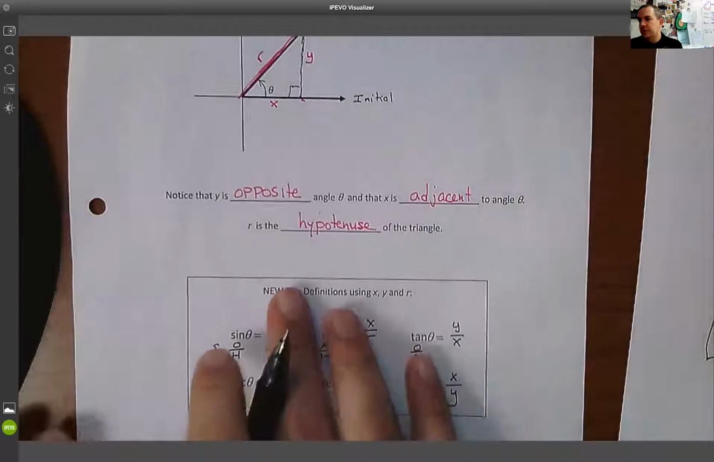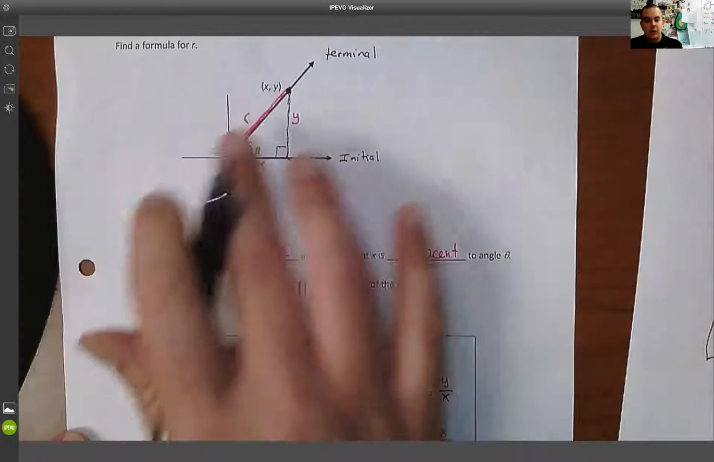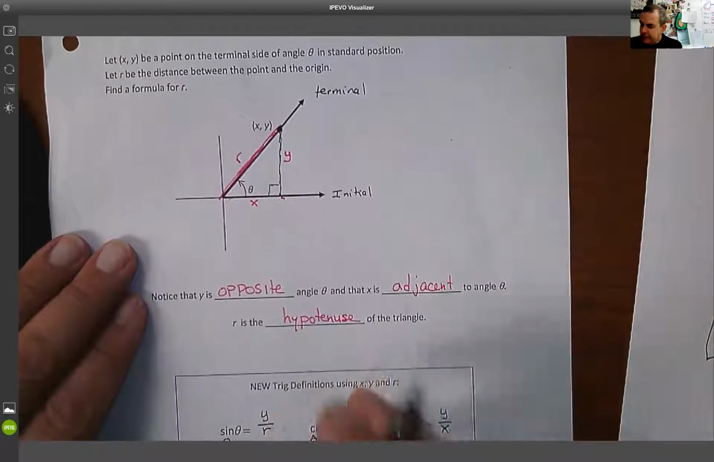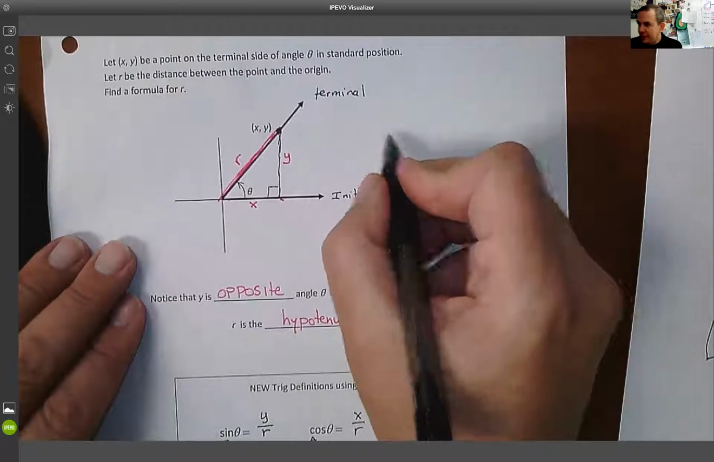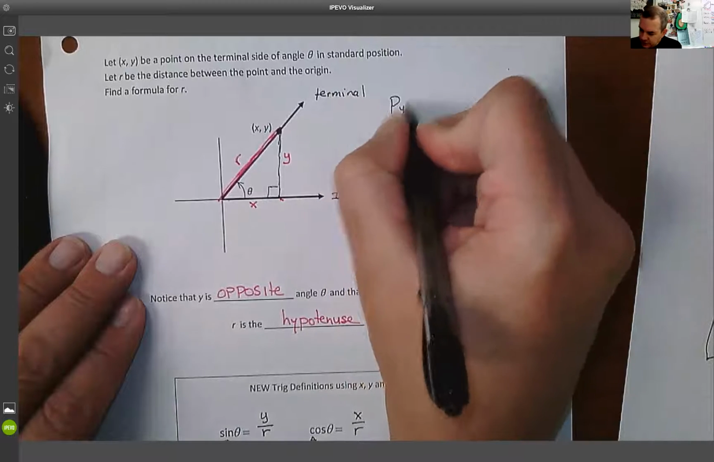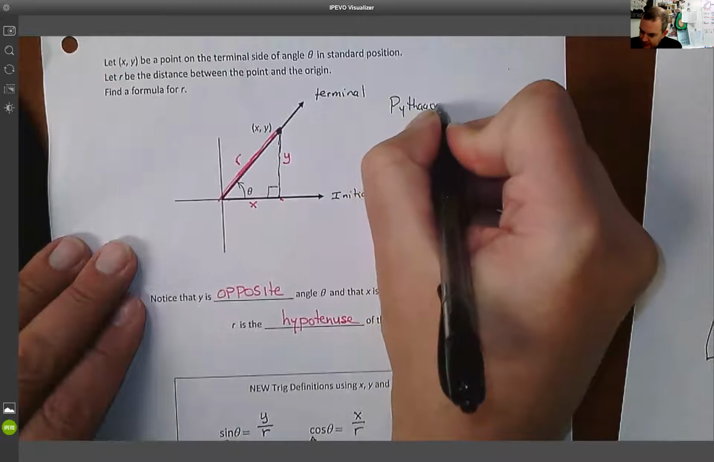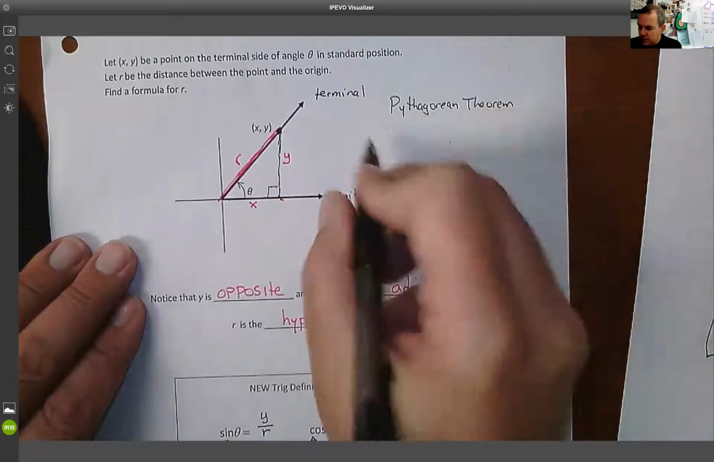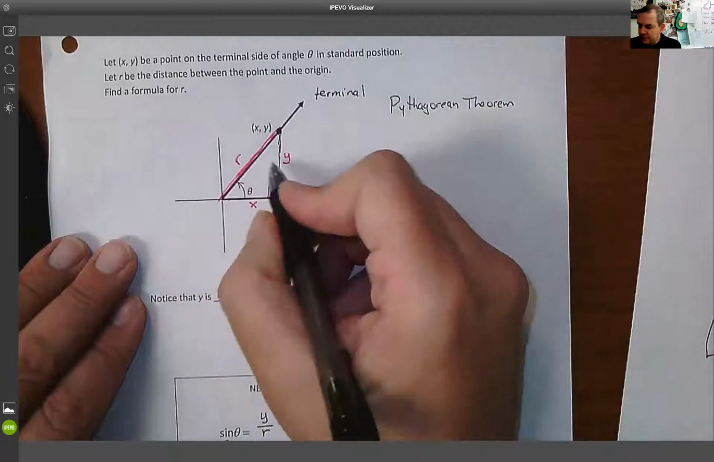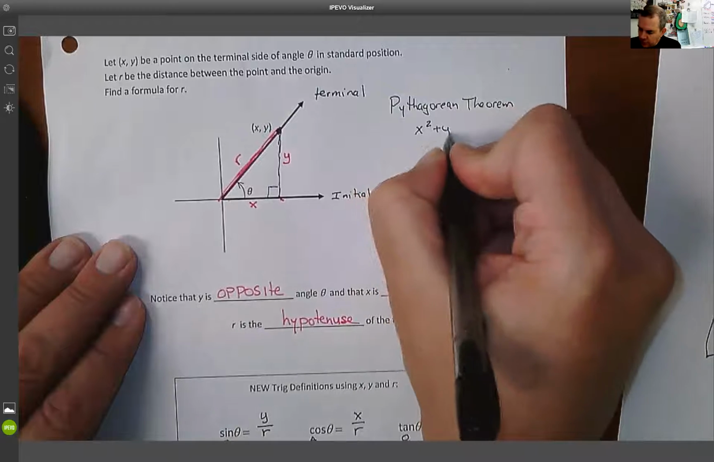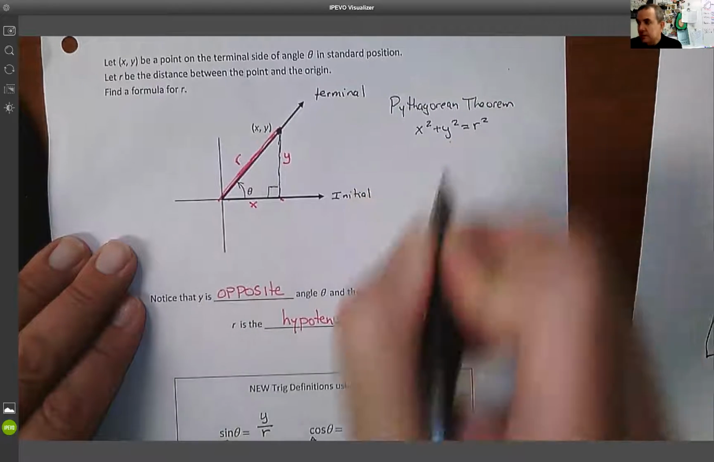So these are our new ways of defining it when we're tying it to that quadrant, to that coordinate plane. Because what we're doing is we're taking everything and putting it there. And to go back and figure things out, I can use the Pythagorean theorem to define what R is, because R is that hypotenuse. Remember, a squared plus b squared equals c squared. So x squared plus y squared equals r squared.